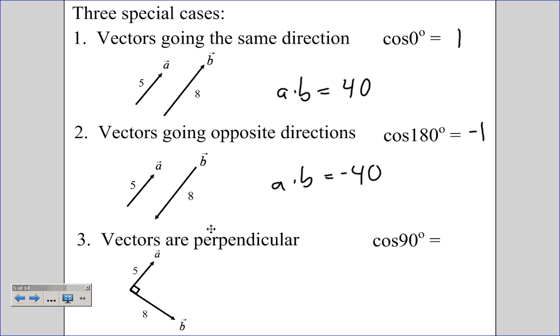Now, if the vectors are perpendicular, the cosine of 90 is 0. So 5 times 8 times 0, A dot B is going to be 0. So the greatest value that the dot product could be with 5 and 8 is 40. The least value it could be is negative 40, and right in between there, it will be 0.